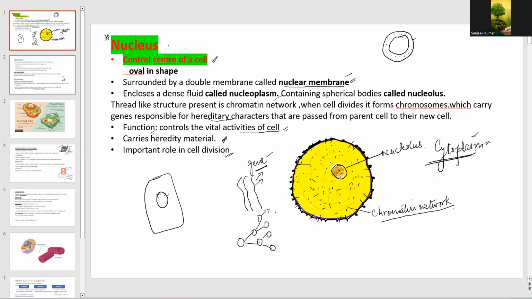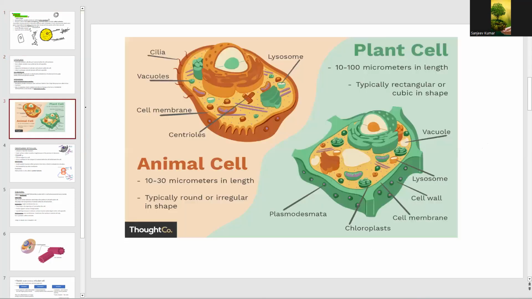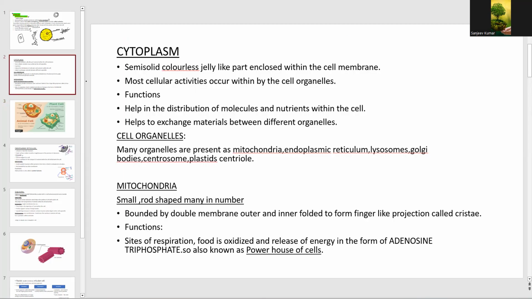Okay. Then coming to the cytoplasm. Cytoplasm, as you have studied before, the particles. This is the plant and the animal cell. I got it from this book. This is the cytoplasm. Okay. The fluid-like structure, it is a river, you can say, or the sea in which different bodies are settled of different shapes as solids. So cytoplasm is like a pond in which different cell organelles are. Okay, so it is a semi-colorless jelly-like part which is enclosed within the cell membrane.